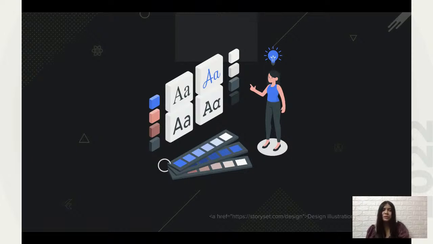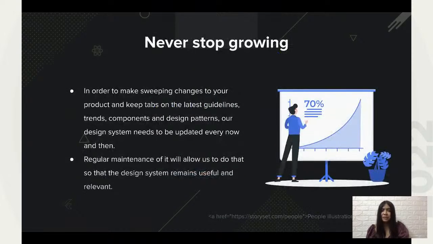Your product will change. You will add new pages. You will change the color. You might even change the primary color later. You will add components. You will swap components. You will change the contents and everything. But whenever you do these changes, it should reflect back to your design system.